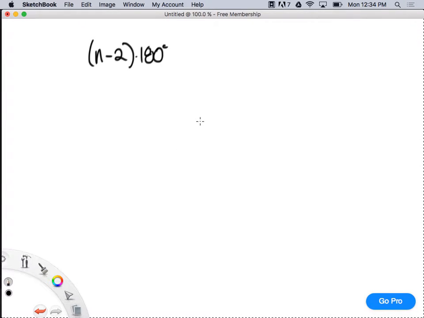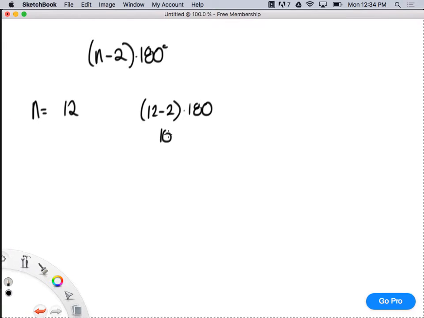Okay? So if my number of sides is equal to 12, what's the sum of my interior angles? It would be 12 minus 2 times 180, right? Or 12 minus 2 is 10, times 180. What's 10 times 180? That's 1,800, right? 1,800. Does this make sense, Olivia? Yes, sir.